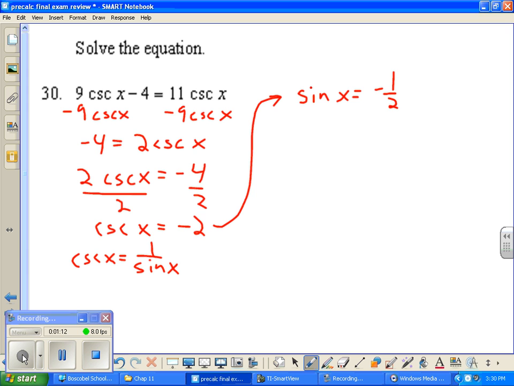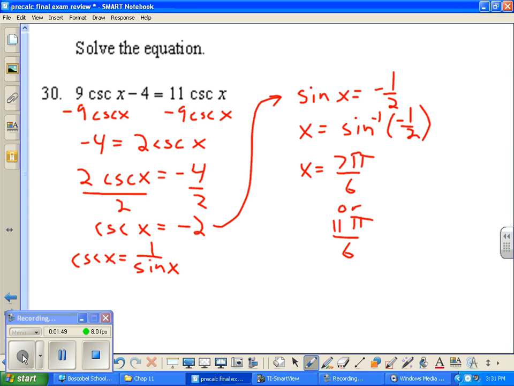Now at this point, if you know your unit circle pretty well, you could come up with the values of x that give us -1/2. But if you don't, you'd have to do arc sine on both sides, so you get x equals the arc sine of -1/2. And what you'd find is that you get two answers. And those answers are x equals 7 pi over 6 or 11 pi over 6.